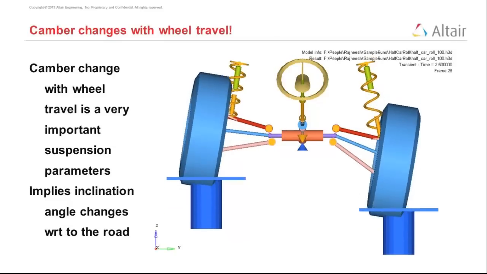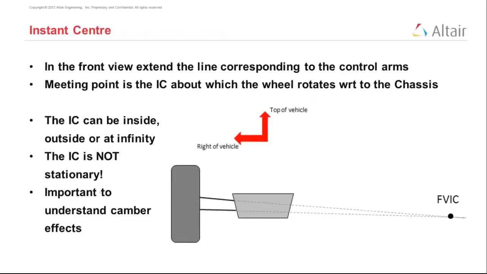Before we move on, let me introduce one last concept that you need to know to understand further how camber affects vehicle handling. In the front view, if you extend the lines that join the upper control arm and the lower control arm, they will meet somewhere in space. This is the point about which the tire is going to move instantaneously. It is called the front view instant center.